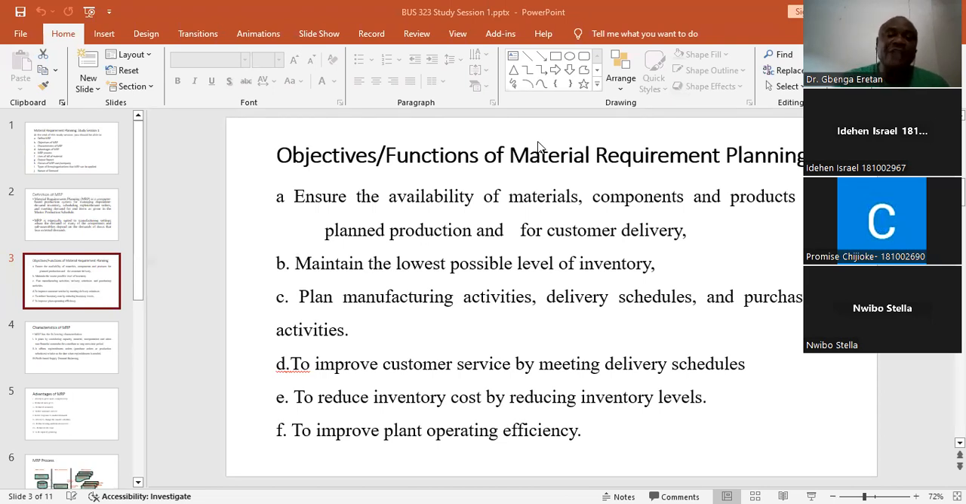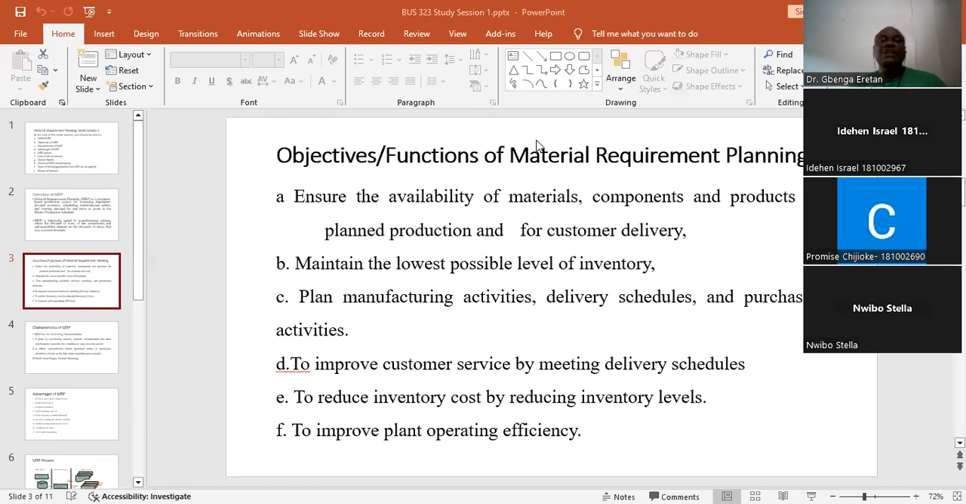It helps to improve plant operating efficiency. It will be bad that you have plants and there are no materials to produce. In other words, the machine will be idle. But where we operate a material requirement planning, there will always be stock available for production because the material requirement planning will enable us to control the level of stock and tell us when we have the minimum level of stock. And with this knowledge, we'll be able to reorder products on time so that we do not run out of stock that will be used in carrying out productive activities.